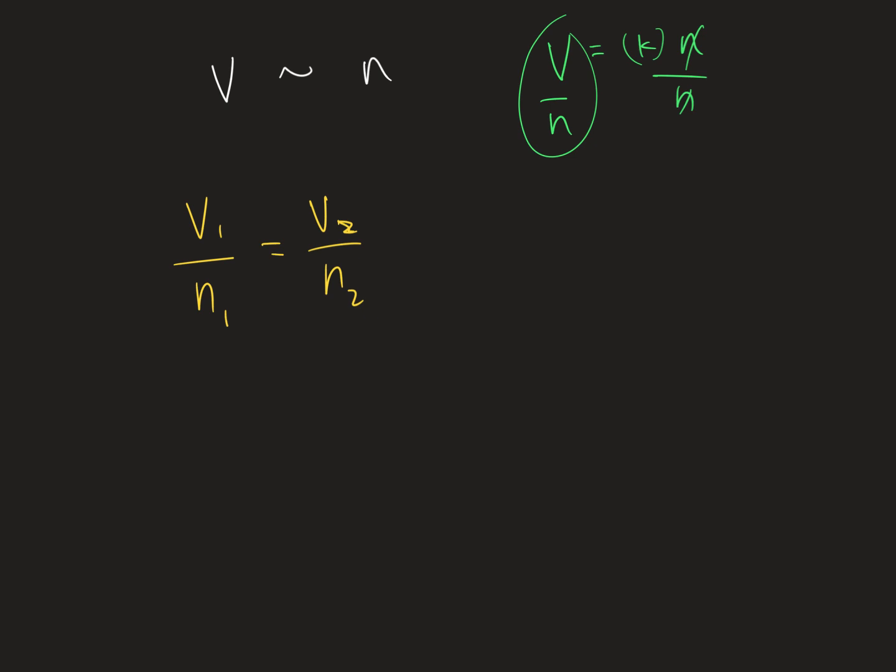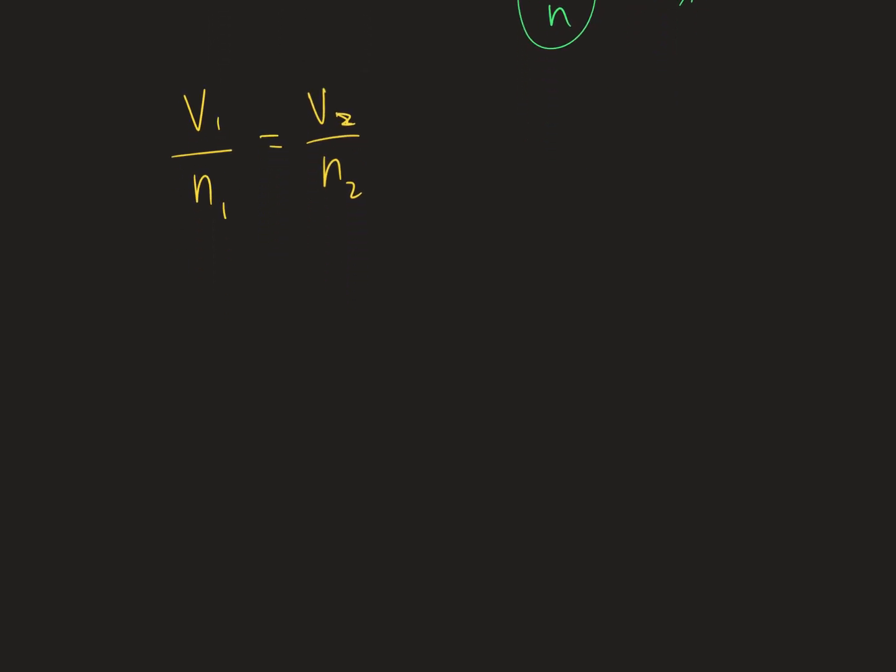So if it is at STP, how many liters are in 1 mole of gas? 22.4 liters, okay? But if it's not at STP, now how do we figure that out? So let's say we have 3.2 liters of hydrogen gas, and we want to know how many liters of oxygen gas we have if the temperature is 25 degrees Celsius and the pressure is 1.5 atm.